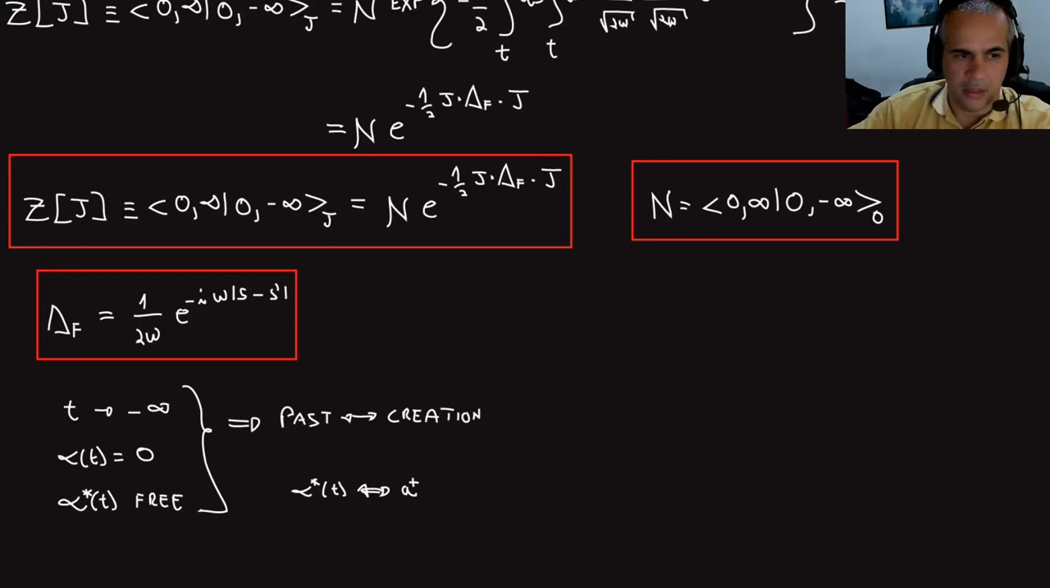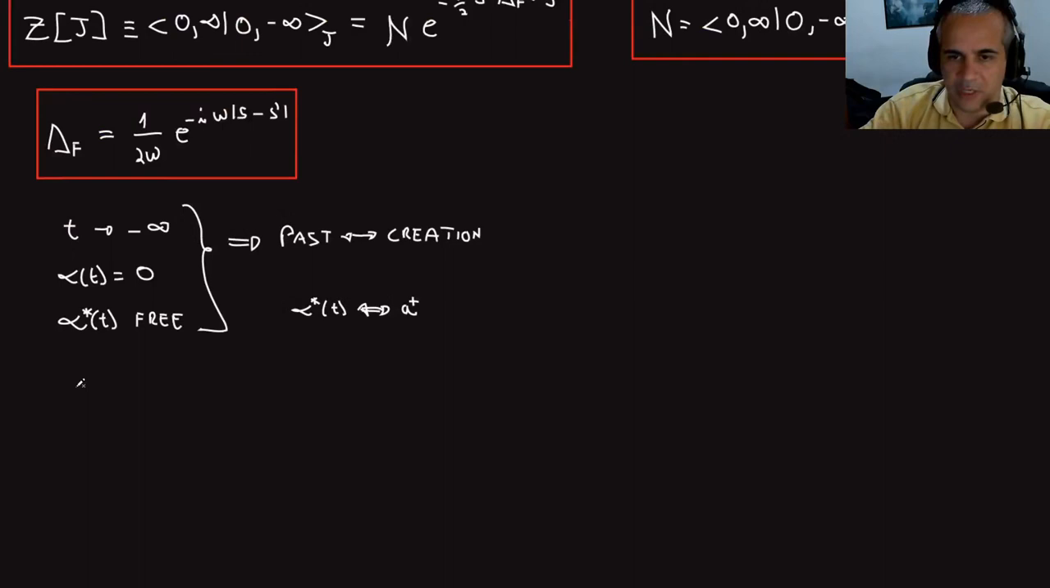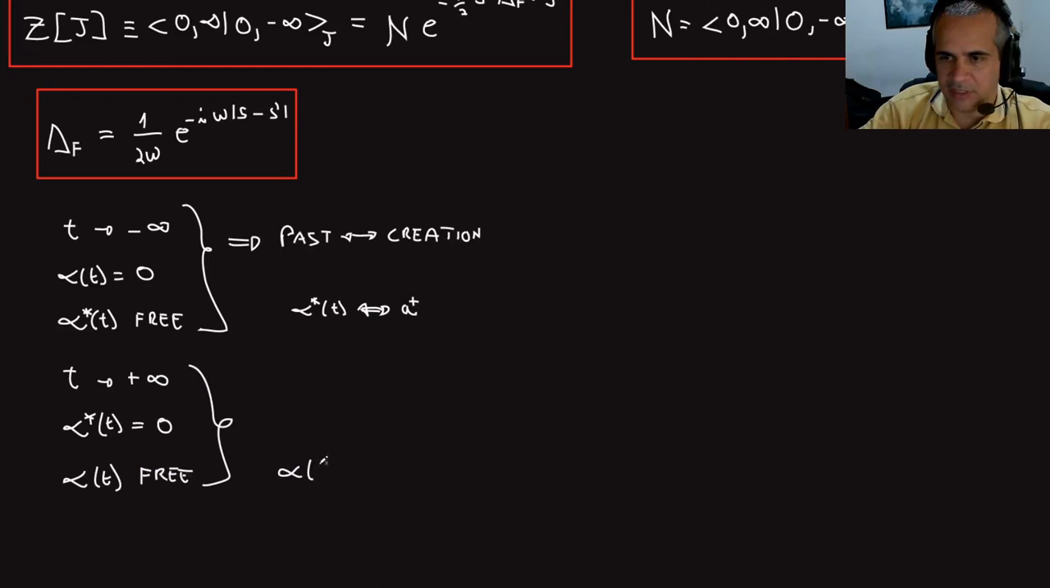And conversely, when I take t to plus infinity, alpha star of t is zero, and that means that alpha of t is free. Again, since alpha is the eigenvalue of A, I only have the annihilation part in the future.